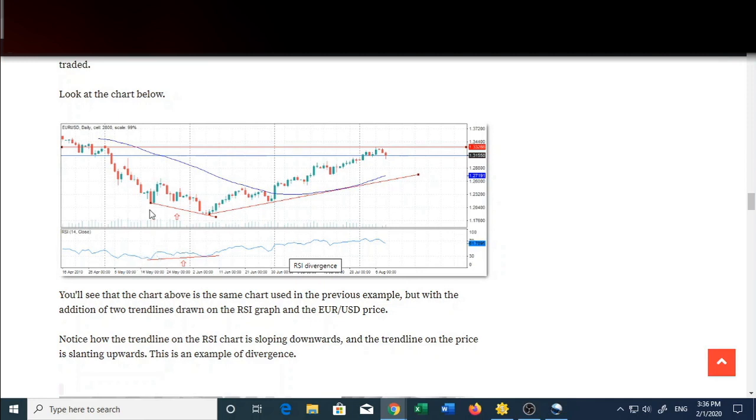And usually when this happens, when you see this on a chart, it's a signal for a reversal. And that's exactly what happened right after we see the divergence. Prices started trading upwards.